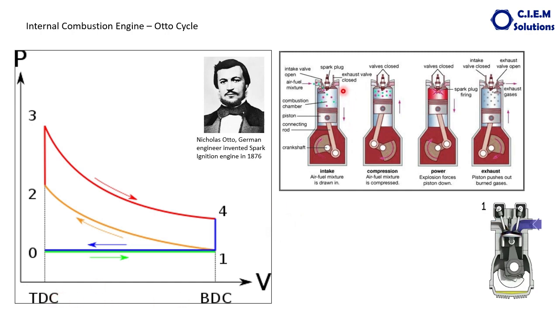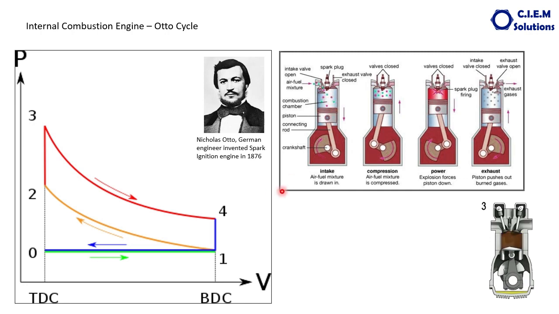TDC is the top dead center of the cylinder. BDC is the bottom dead center of a cylinder. When the piston travels from TDC to BDC, the volume inside the cylinder is increased. So here the volume is increased, green line. This is called suction of the air fuel mixture inside the cylinder. The volume is increased due to the pressure difference between the atmosphere and inside the cylinder. Fresh air and the fuel mixture is drawn inside the cylinder.